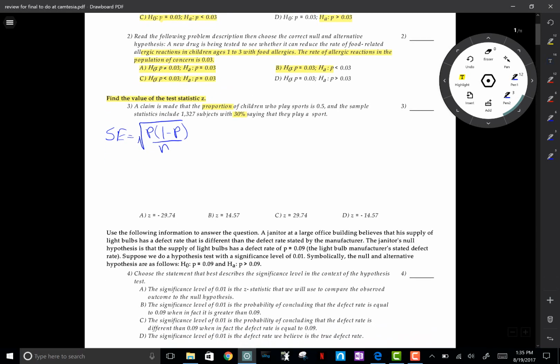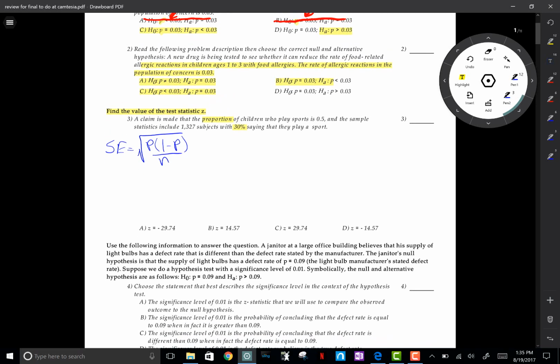So what we want to do, this P is the proportion of the claim. The claim is that 0.5, or 50%, of the proportion plays sport. So instead of putting P, I'm going to put 0.5 times 1 minus 0.5, all divided by N. N is how many subjects we have. In this case, we have 1,327.